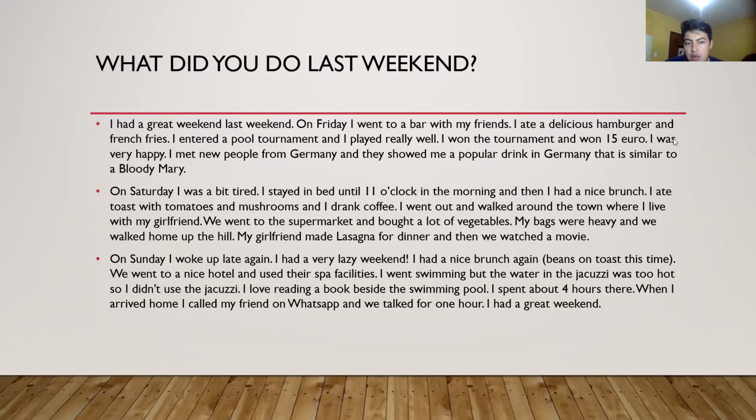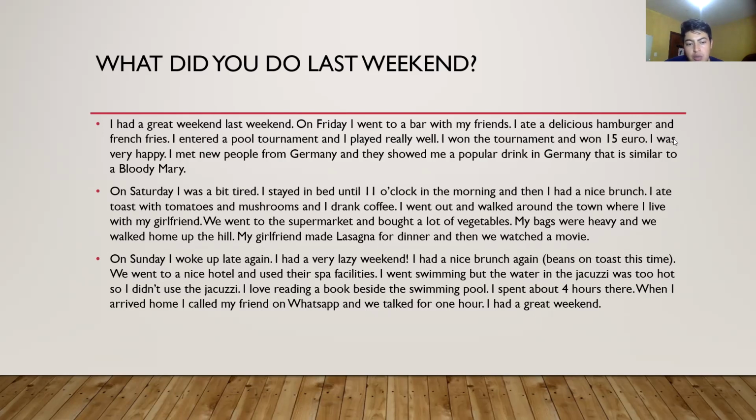On Saturday, I was a bit tired. I stayed in bed until 11 o'clock in the morning, and then I had a nice brunch. I ate toast with tomatoes and mushrooms, and I drank coffee. I went out and walked around the town where I live with my girlfriend. We went to the supermarket and bought a lot of vegetables. My bags were heavy, and we walked home up the hill. My girlfriend made lasagna for dinner, and we watched a movie.